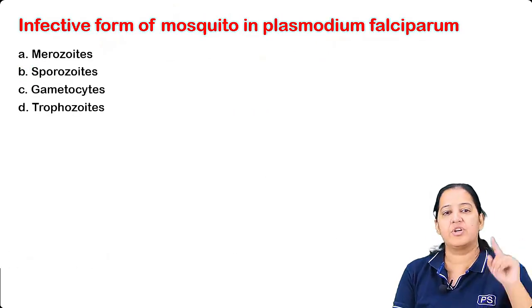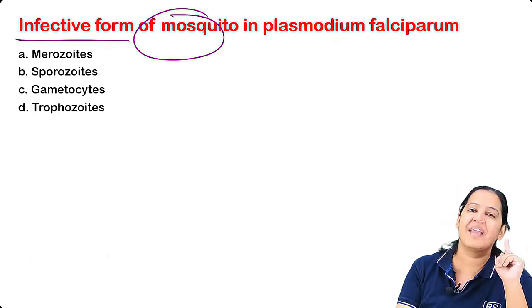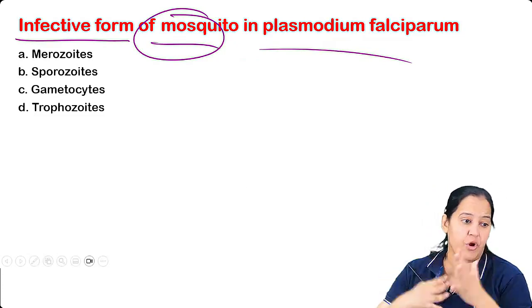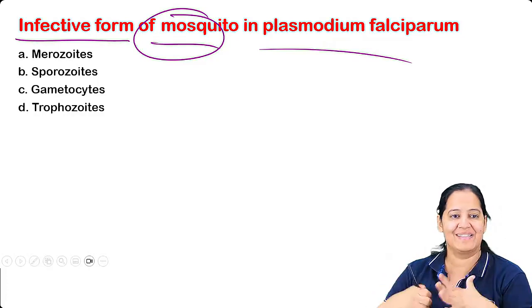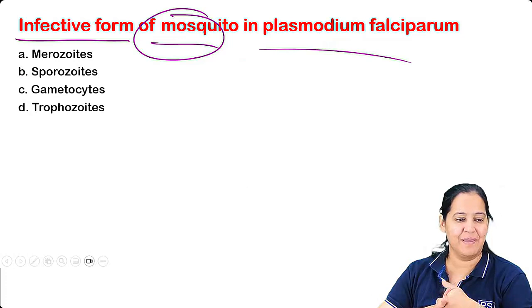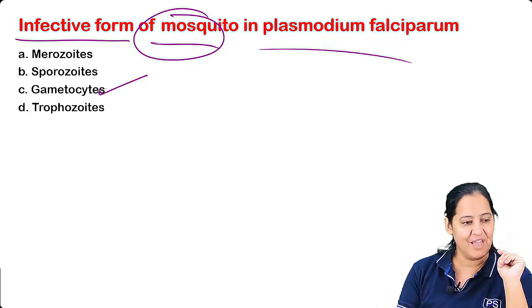Okay. The next question, infective form for mosquito. Read the question carefully. I'm asking for the infective form for mosquito in Plasmodium falciparum, not for human. What is the answer? Let me see who is first to give. What is the answer here? Yes, absolutely right. Everyone is right now. The correct answer here is the gametocyte for mosquito.